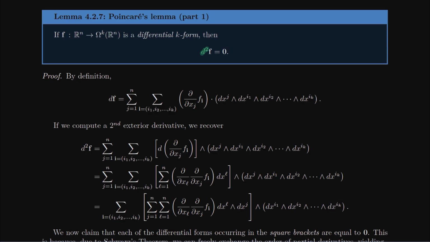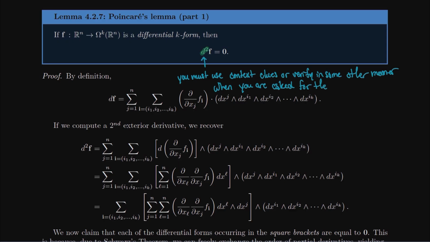Now that gets confusing, right? Because that can sometimes mean the second total derivative and sometimes mean the second exterior derivative. So I do want to point out right now, you must use context clues or verify in some other manner, when you are asked for the derivative d, if it refers to the total or your multivariable derivative or the exterior derivative.